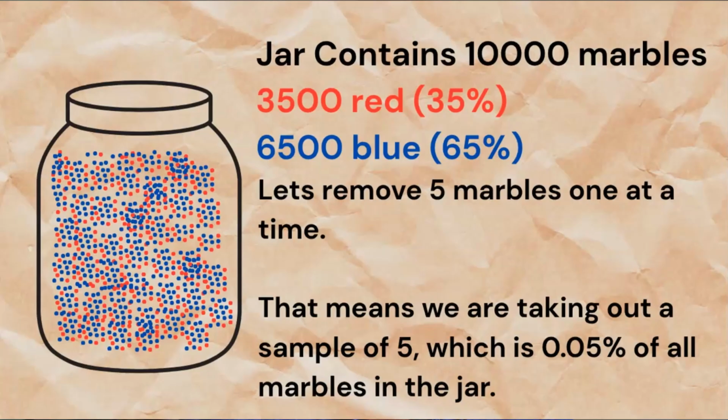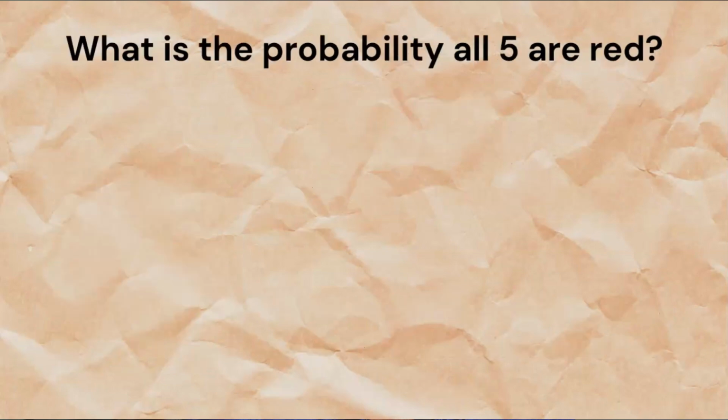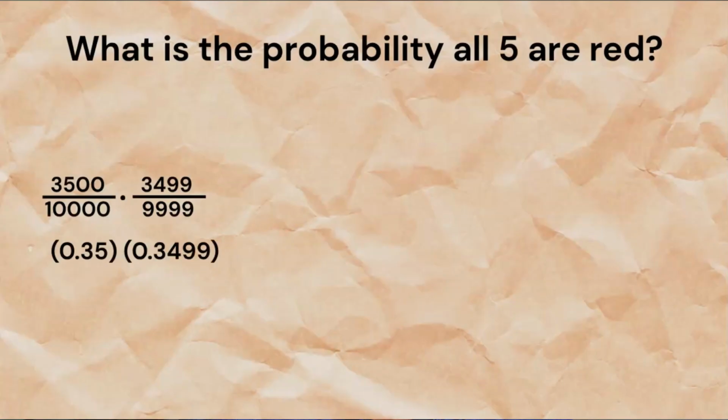That's only 0.05% of all the marbles in the jar, clearly under 10% of all the marbles. Now let's calculate the probability that all 5 marbles are red. Well, the first time we reach in, there's 3,500 red marbles out of 10,000, 35%. And if we don't replace that second marble being red, well, there's 3,499 marbles left that are red out of 9,999 marbles. Again, that probability is slightly, but just slightly lower than 35% at 0.3499.